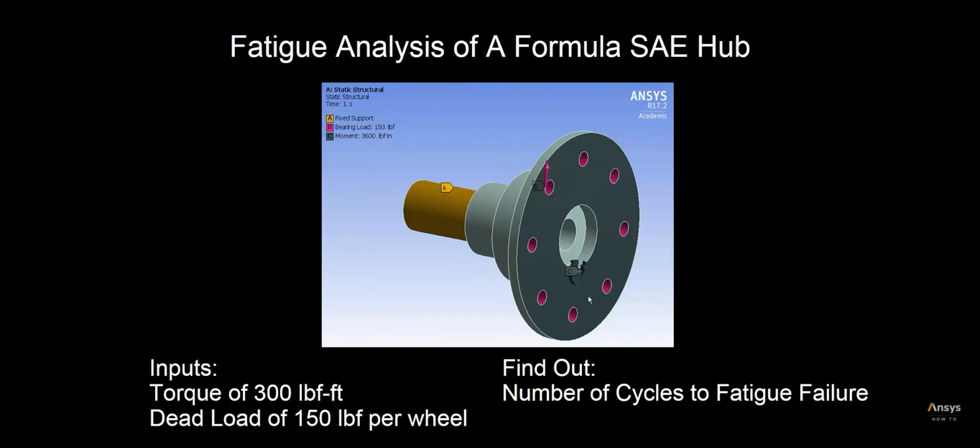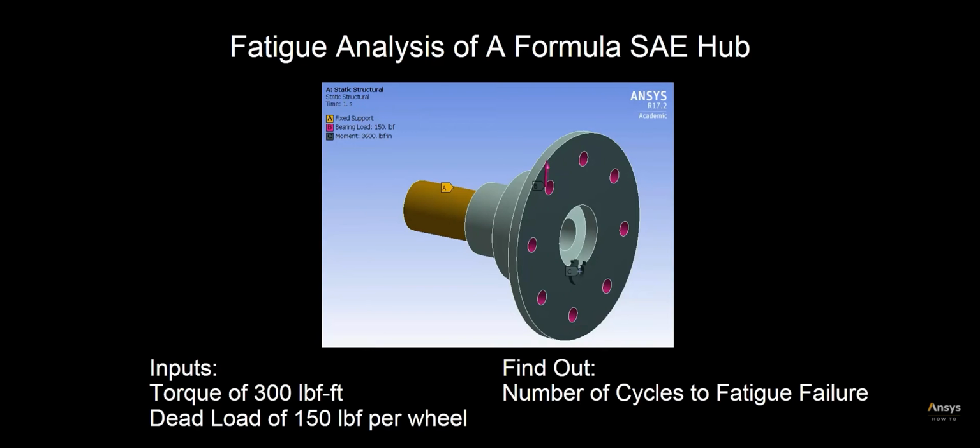For this study, we'll be constraining the bearing portion of the hub and applying 300 pound-feet of torque onto the faceplate of the hub, and also a dead load of 150 pounds shared between the various bolt holes on the hub. The objective of the study is to find out the number of cycles before the hub experiences fatigue failure.